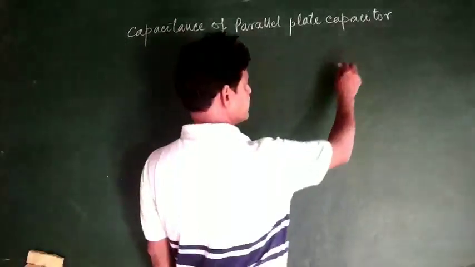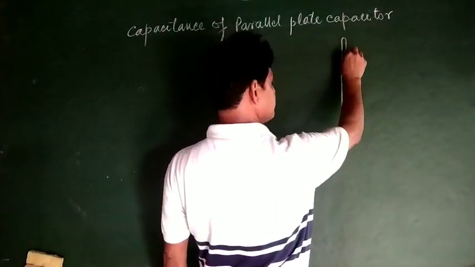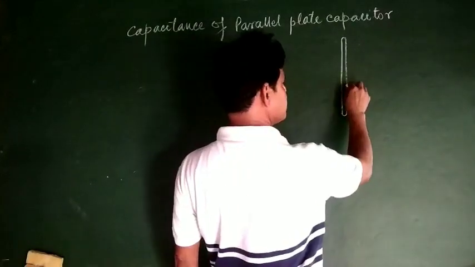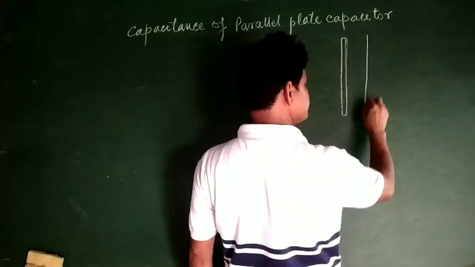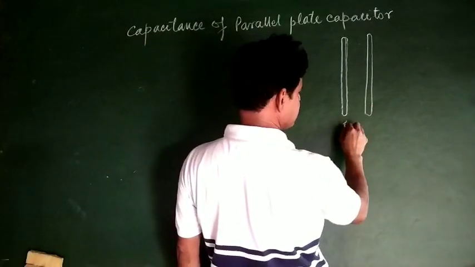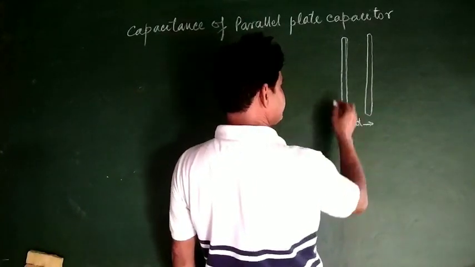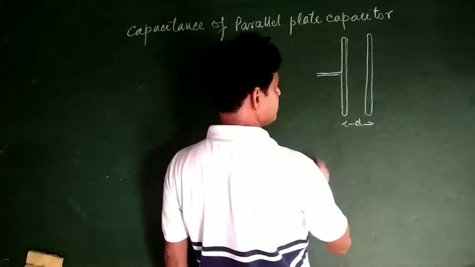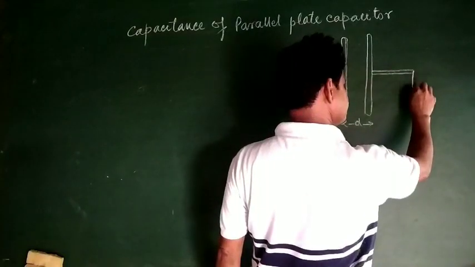We can draw a diagram in which two parallel plates of equal surface area are taken and placed at a certain displacement, that is small d, and the first end is connected to an electrical source and the second end is connected to the earth.